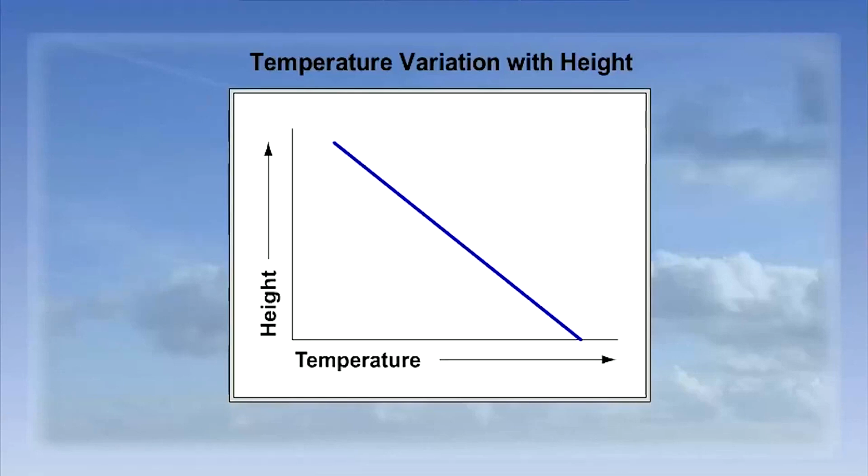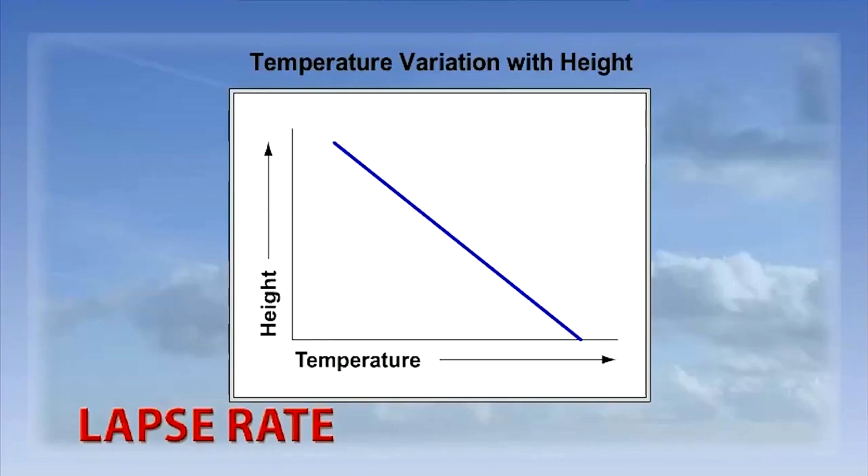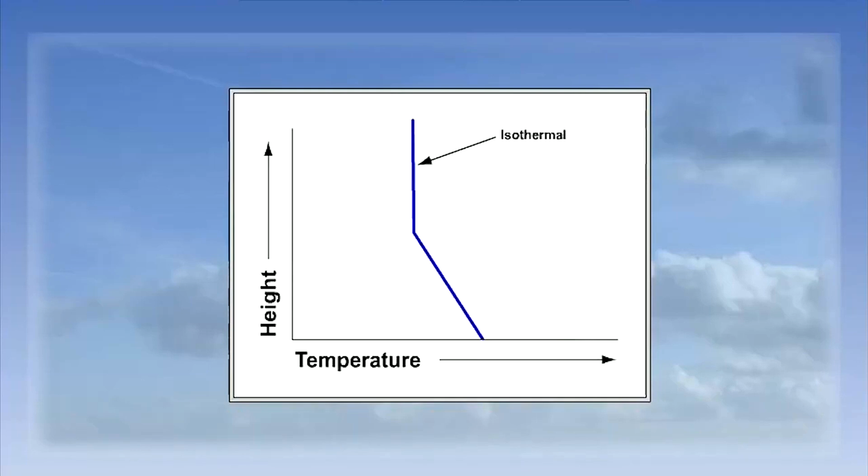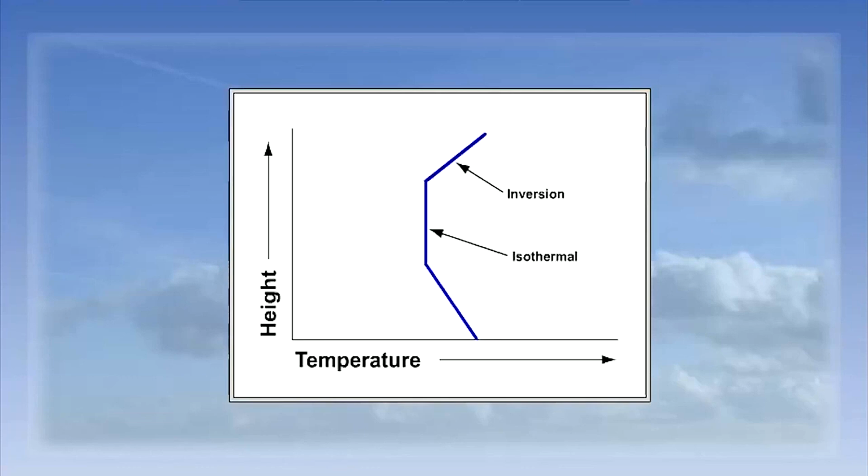The rate at which temperature falls is called the lapse rate. In a uniform atmosphere, this would be a constant value of 1.98 degrees per 1000 feet of ascent, often rounded up to 2 degrees. Where the temperature is constant through a depth of atmosphere, we describe it as being isothermal. Where the temperature rises with increasing height, we have what is called a temperature inversion.